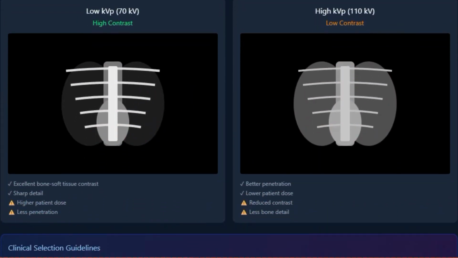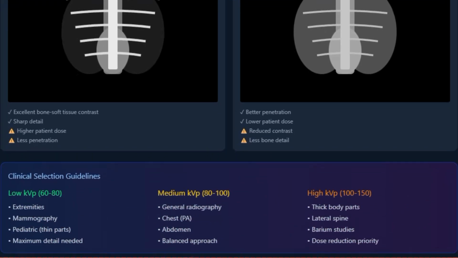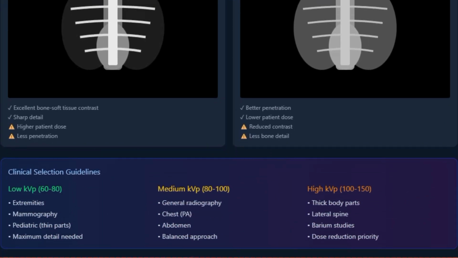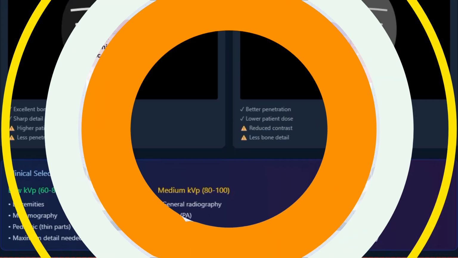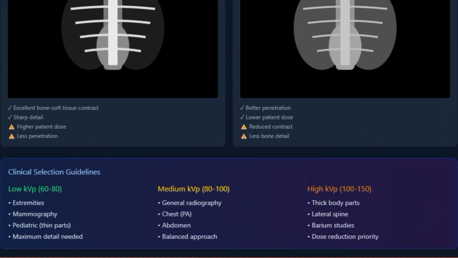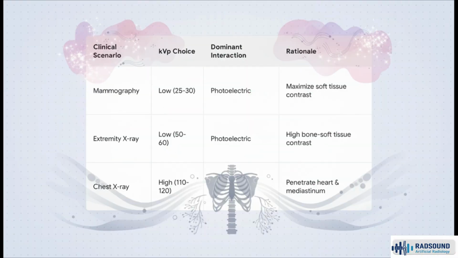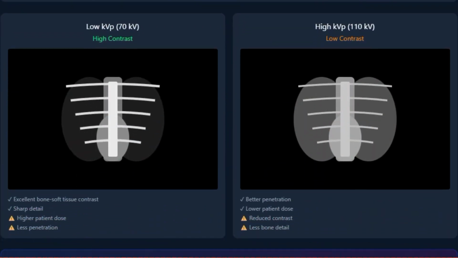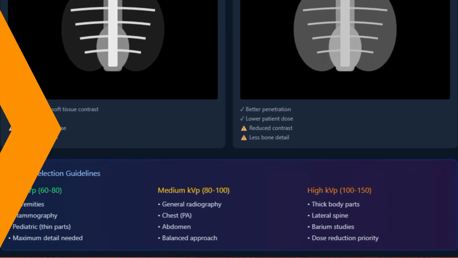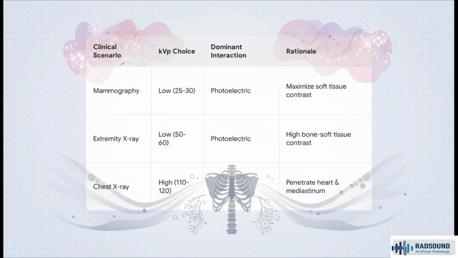Here, we desperately need to see tiny, subtle differences in soft tissues. So what do we do? We use a really low kVp that cranks up the photoelectric effect and gives us that amazing high contrast. Now jump down to the bottom, a chest X-ray. The game is completely different. Here, we need our X-rays to punch through the dense heart and all the stuff in the mediastinum. So we use a high kVp. That favors Compton scattering, which gives us the penetration we need, even if we sacrifice a little bit of contrast. It is always a deliberate choice.